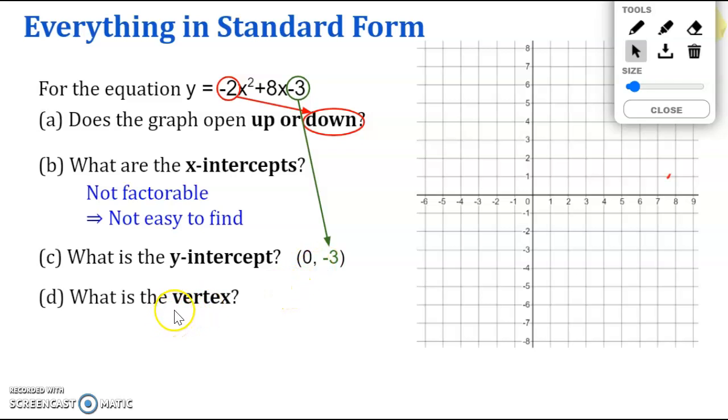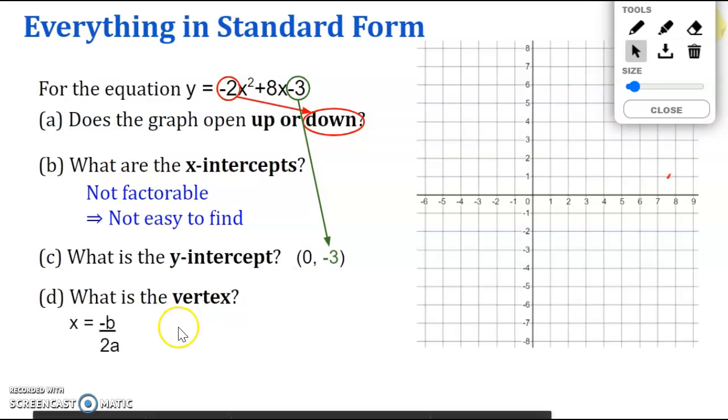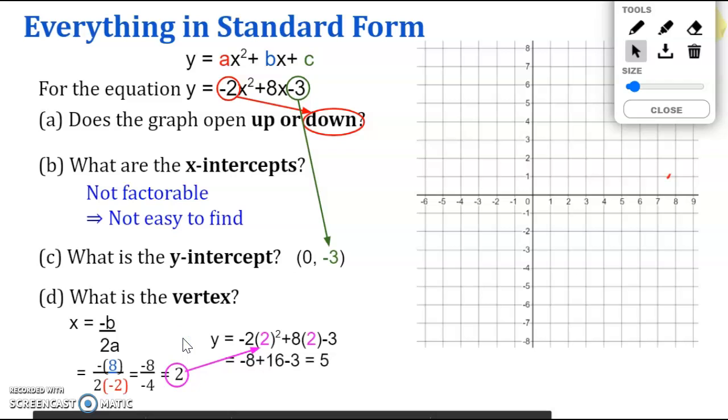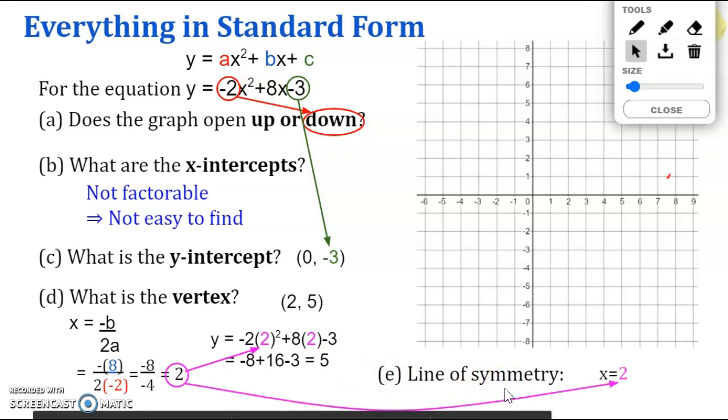What is the vertex coordinate? The x is going to be negative b over 2a, and substituting my values, you get 2. And then from here you substitute that into y and you get y to be 5. And the line of symmetry is going to be x is equal to 2.